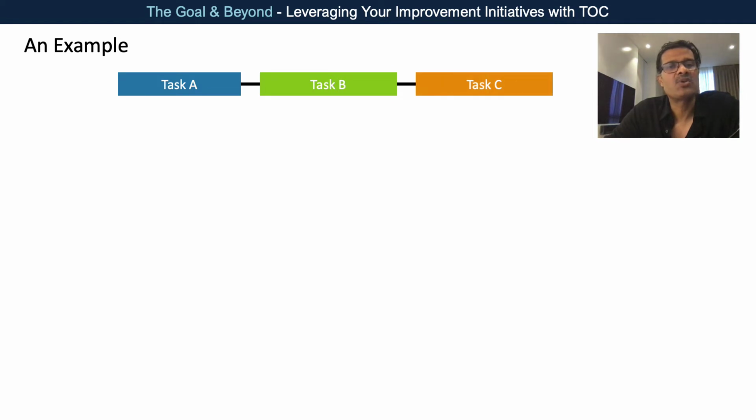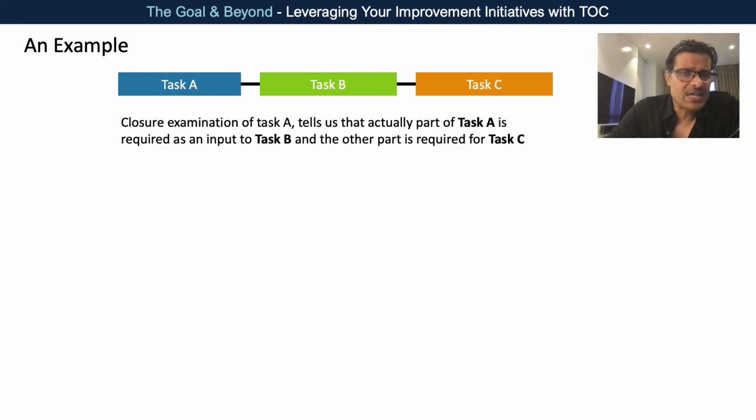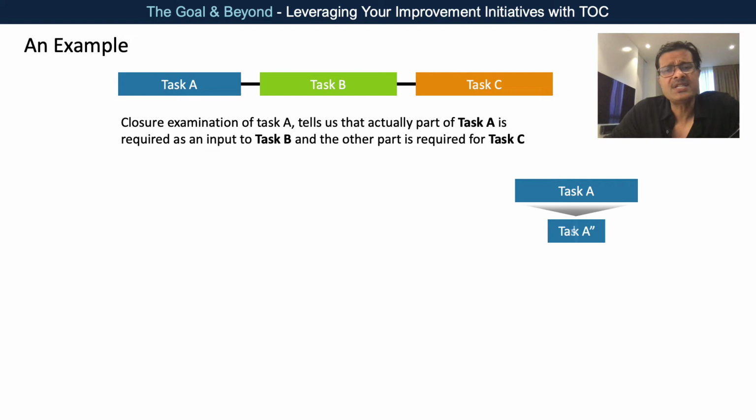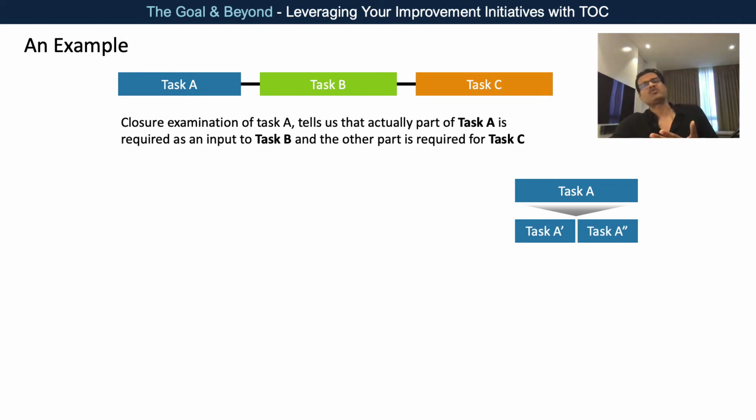Let's look at a project which has three tasks, task A, B, and C, right? We look at this lead time, A plus B plus C, and we feel that we are not happy with it. So somebody closely examines task A and finds out that actually task A can be split into task A' and A''.